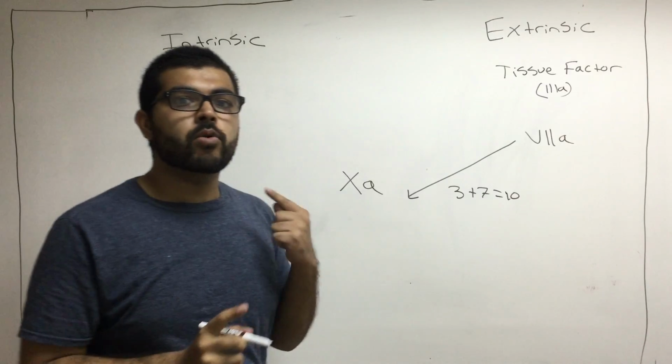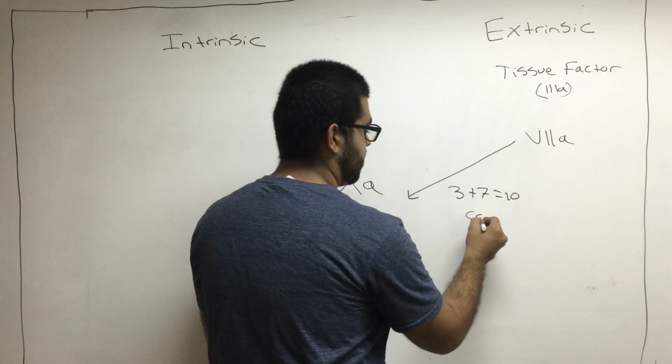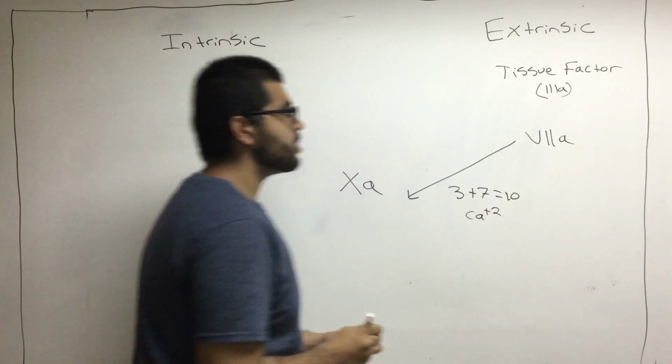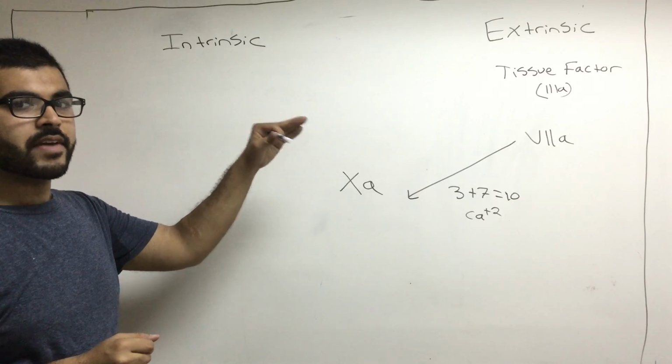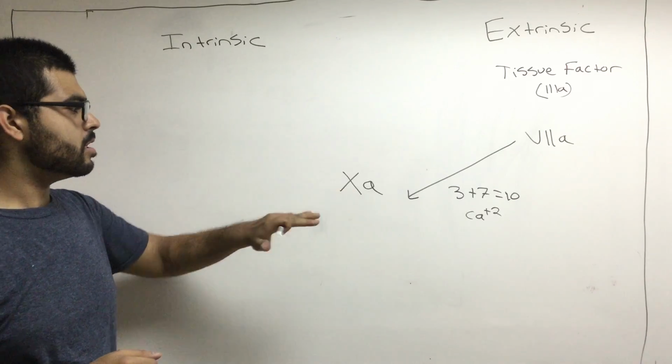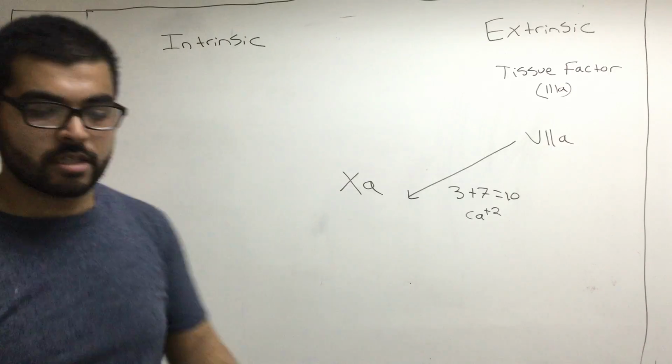And we also need one important ion, and that ion is our calcium. Right? That's simple as that. Extrinsic, tissue factor 3, and then factor 7. 3 plus 7 equals 10. We have our 10A from the extrinsic. Now let's look at our intrinsic.